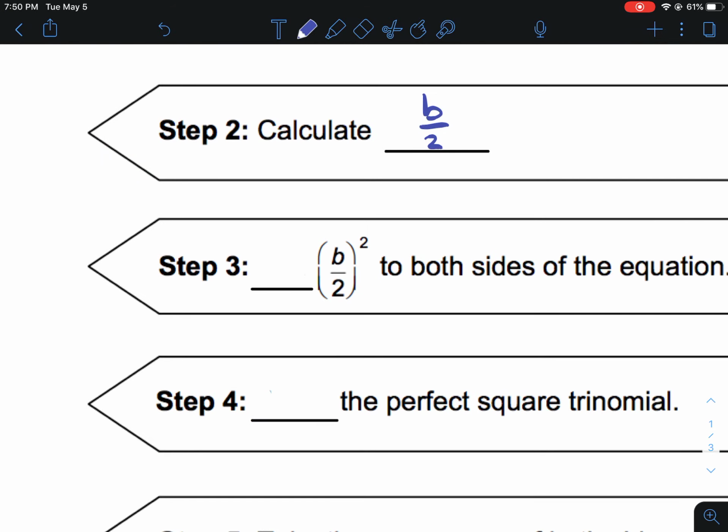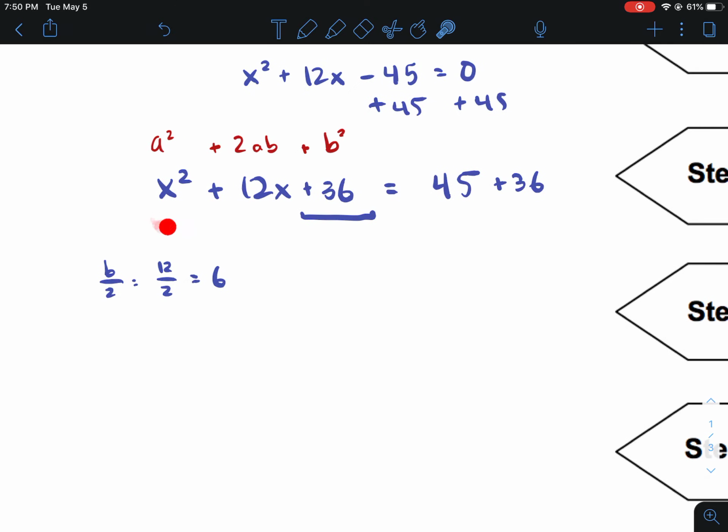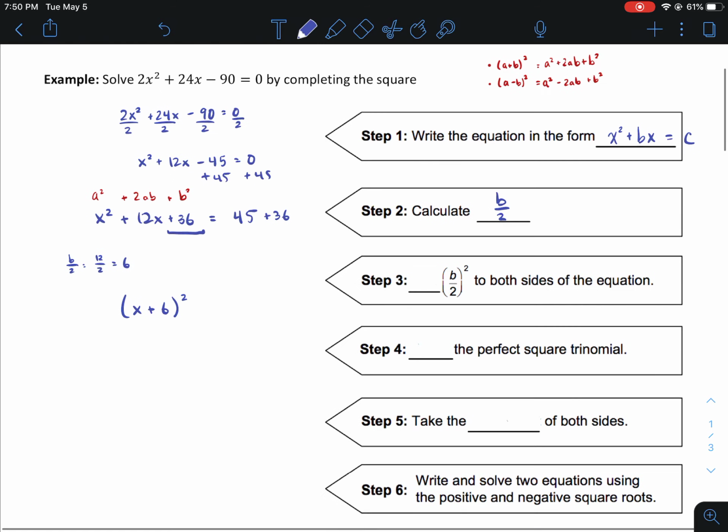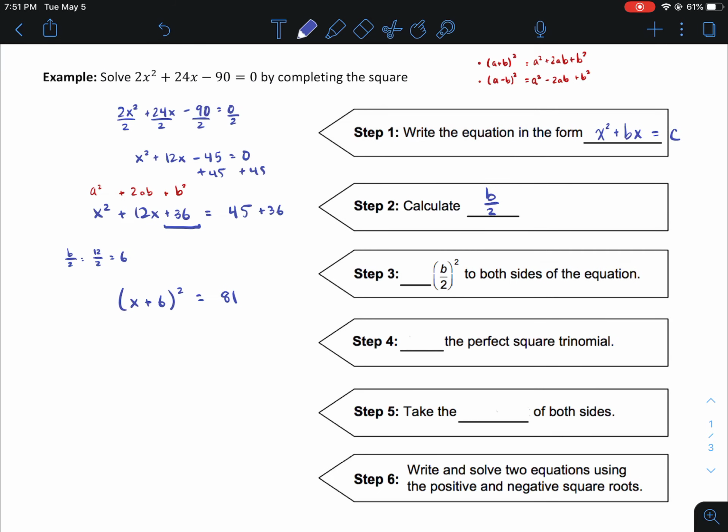So we're going to add b over 2 squared to both sides of the equation, right? So in this case, if b over 2 is 6, we're going to add 36 to this side of the equation, right? And that's completely okay because as long as we do the same thing to both sides, it's still an equation, right? And so what that's going to do, it's going to complete this square. So this factors to x plus 6 squared, right? And we get equals 45 plus 36 is 81. And so step 3, well, is to add that value to both sides of the equation.